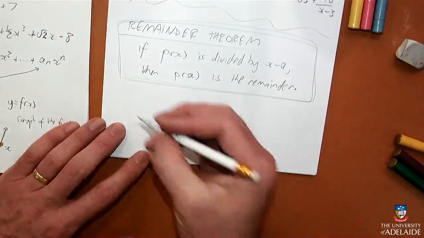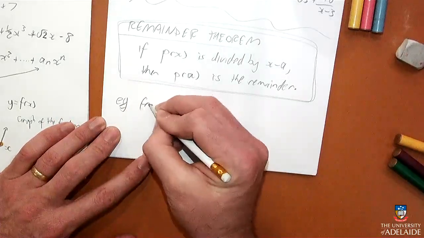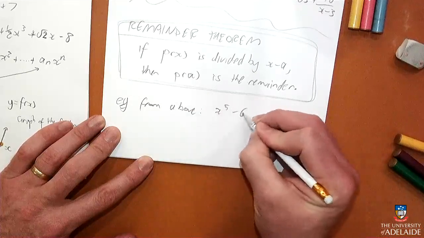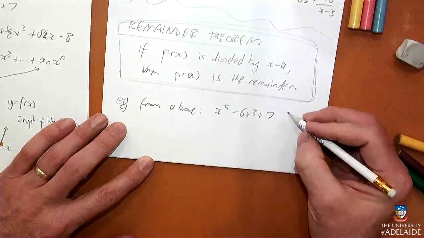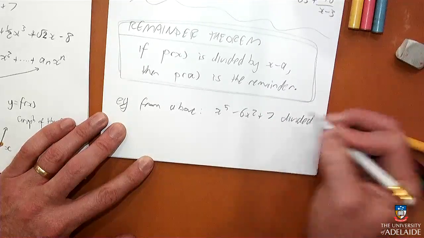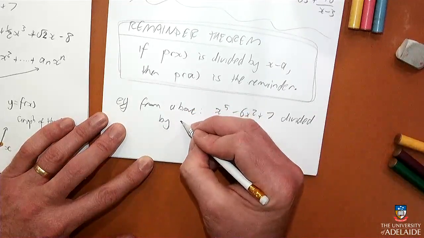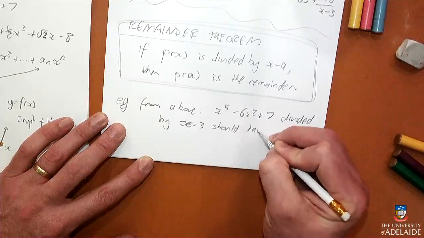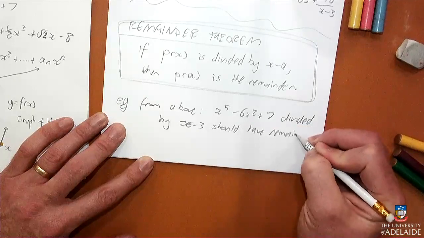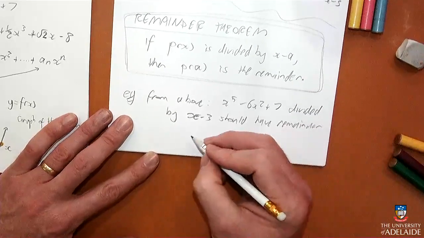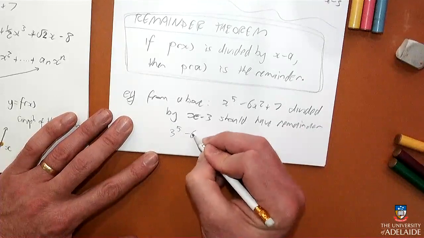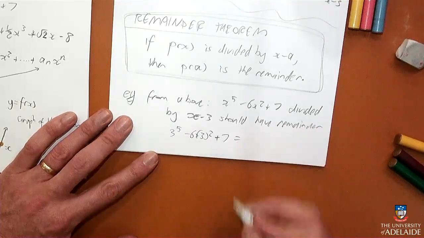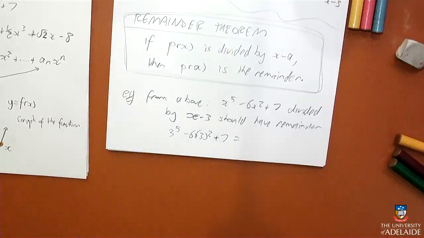Okay, so for example, from above, x to the 5 minus 6x squared plus 7 divided by x minus 3 should have remainder 3 to the 5 minus 6 times 3 squared plus 7. 3 to the 5 is a pretty big number.